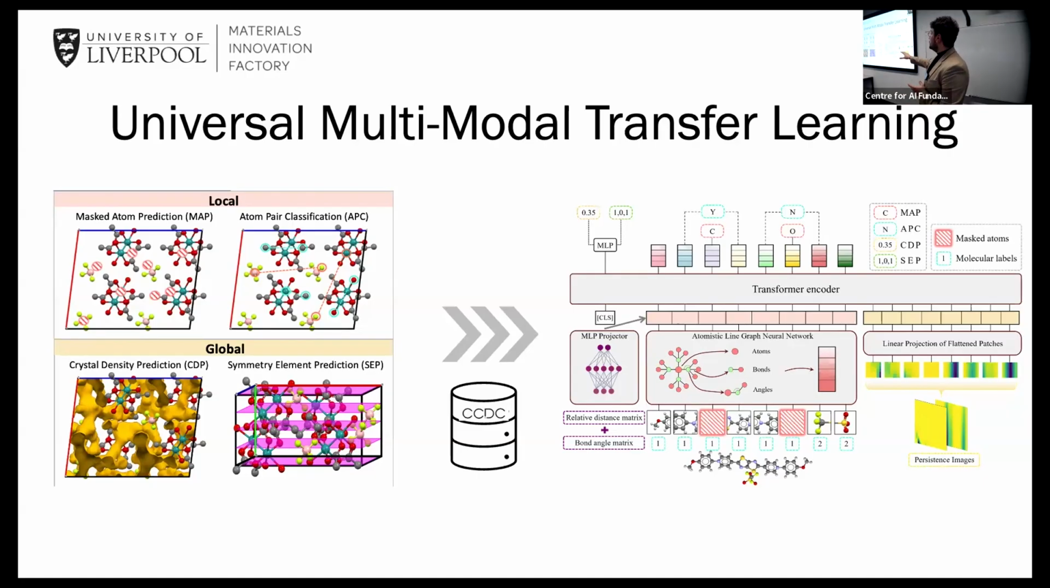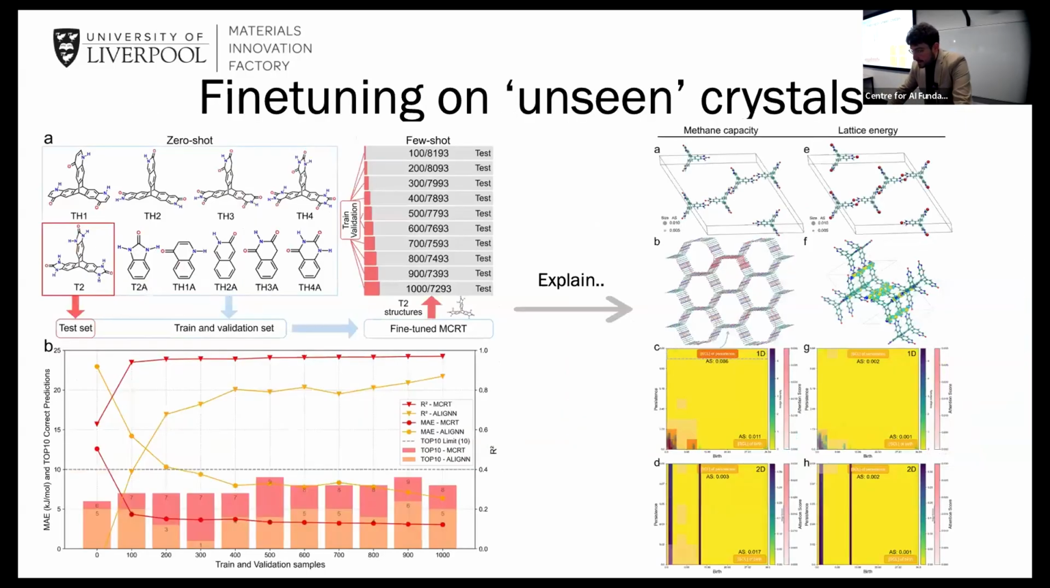That was trained on a huge database of materials, around, was it 500,000? Yeah, something like that. And it was using multiple modalities, multiple different representations of materials, using graphs, using text, using images. And the results were amazing, at least for me.